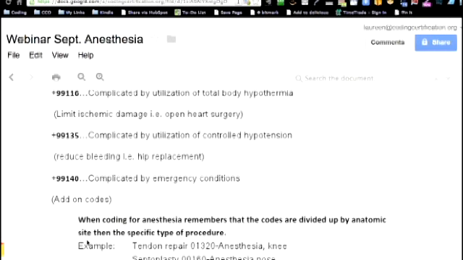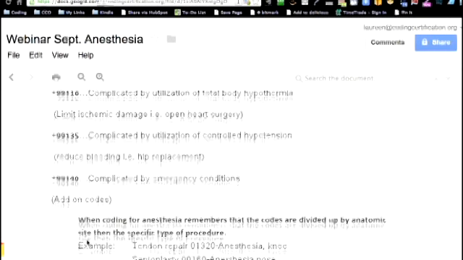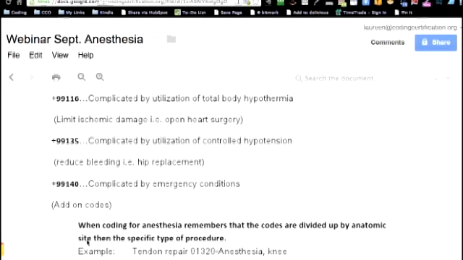The second one is 99116, complicated by utilization of total body hypothermia. Now, you think, why would a person be hypothermic having surgery? Well, they actually induce this state. It's not like a person fell in a cold lake and you hear they were hypothermic and so that's why they were able to recover because they were underwater 5 minutes. That's not what they're talking about.